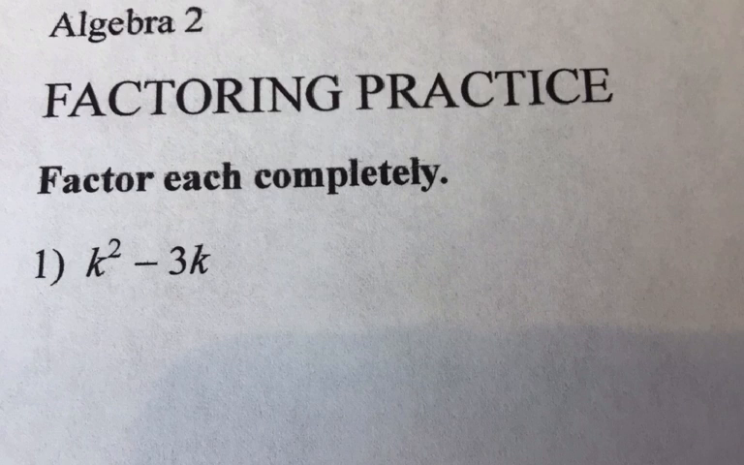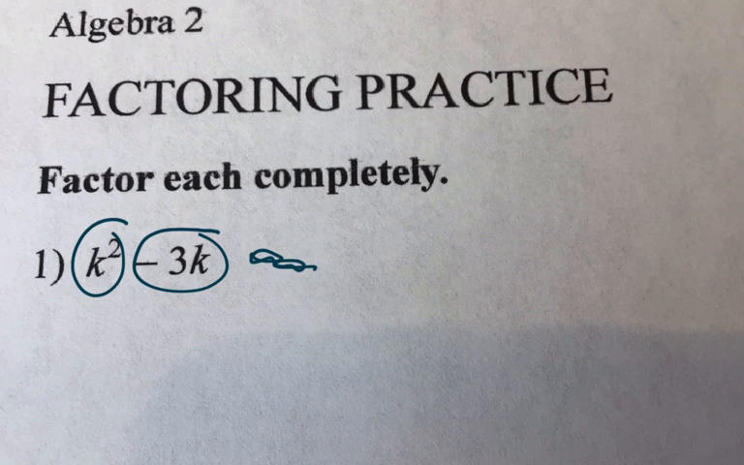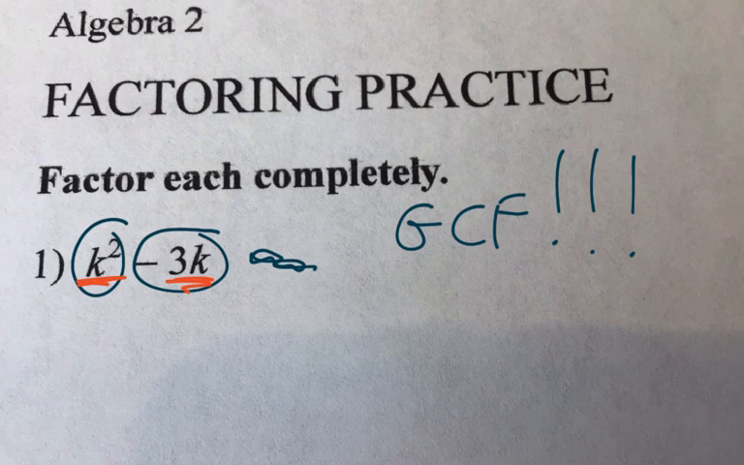So let's start with number one here. Notice I have a k squared, I have a minus 3k, but I don't have a number here. This should tell you GCF, greatest common factor. So what are we going to do here? Well, the only thing they have in common, if you look carefully, is a k. This has a k, this has a k squared, so we're literally going to divide by k. K is my GCF, my greatest common factor.